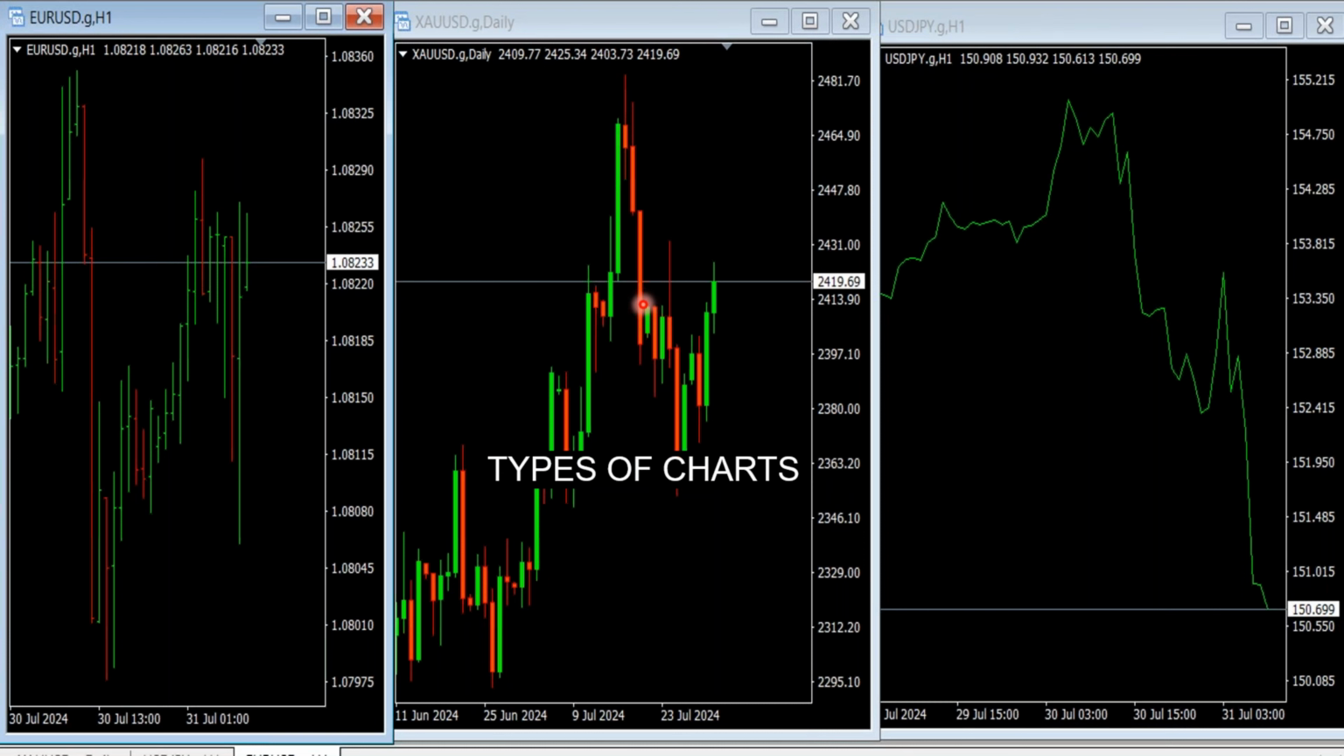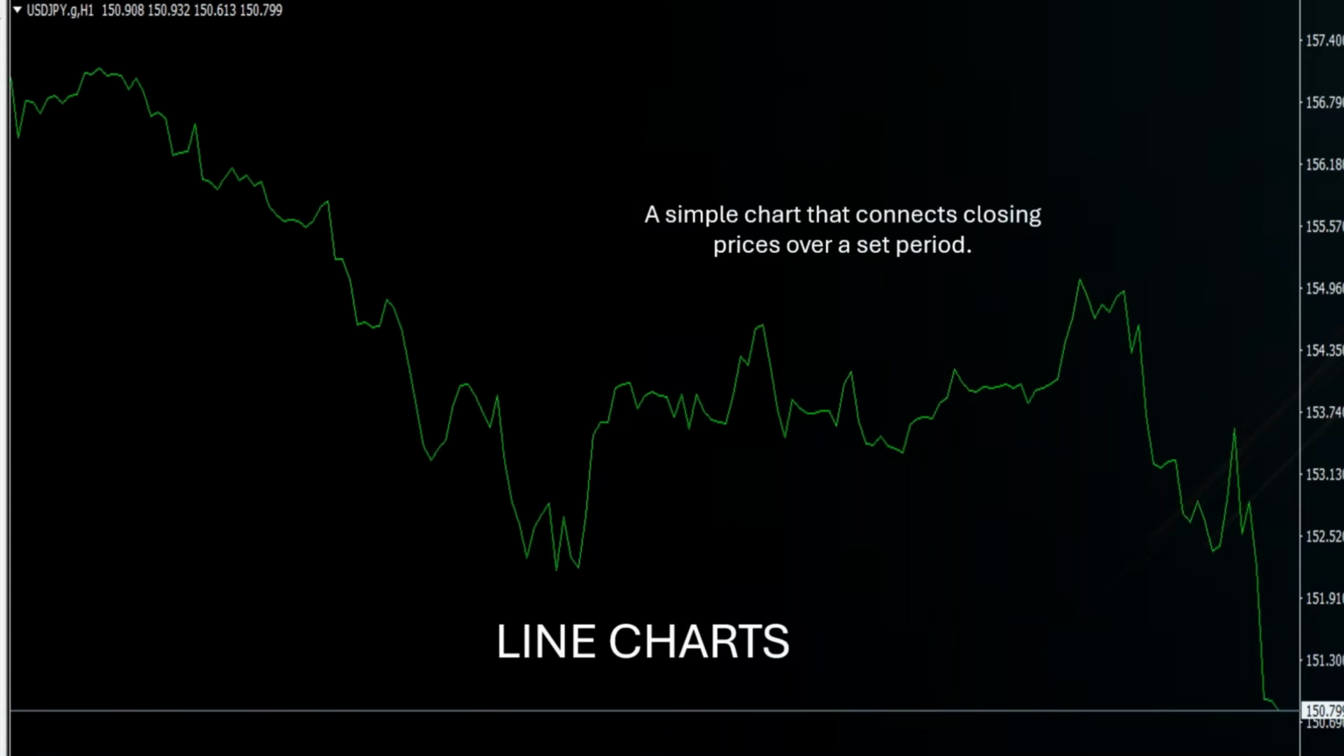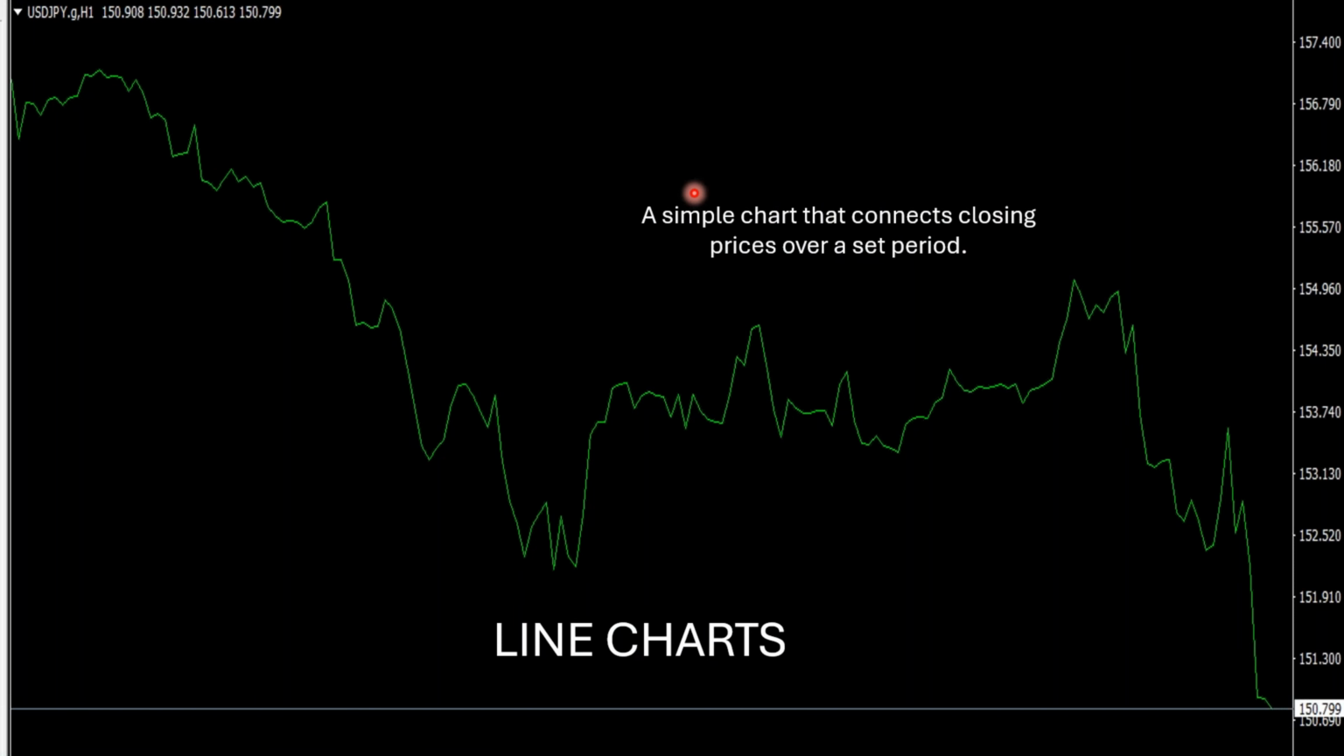We will quickly go to the types of chart. The chart is what we use to see the prices, and the basic form of it is the line chart. This is a simple chart that connects the closing prices of a set period. For example, this is a 1 hour chart for the US dollar against the Japanese yen, how much you pay to get $1 in Japanese yen. This is connecting closing prices for the 1 hour. This is the line chart. This is the most basic.